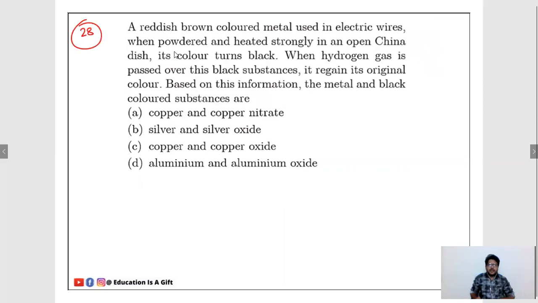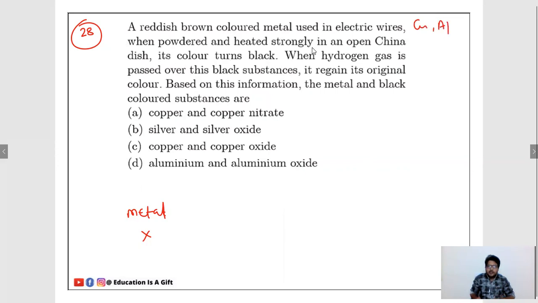28, last 3 bits, 28, 29, 30. A reddish brown colored metal. So some metal, we don't know. Let us keep it as X. Used in electric wires. So electric wire, what we can use? We can use copper, aluminum, fine.